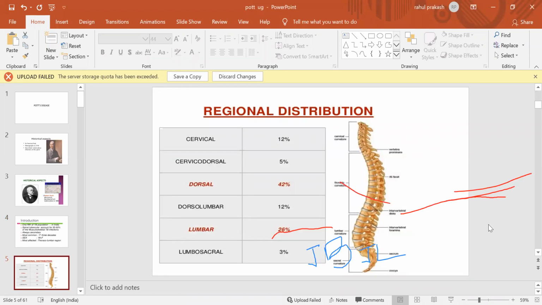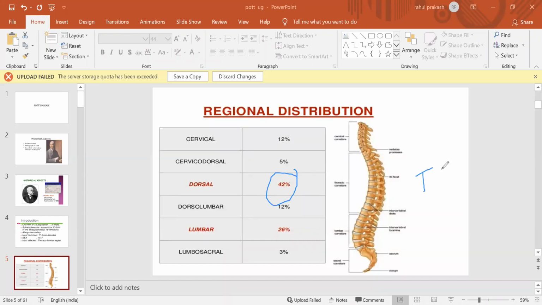Okay, regional distribution, the same thing. Who is drawing all these lines here? Don't draw, I don't know who is drawing. Maybe I am drawing. So you come to this area. The dorsal area is the most common area. So remember, TB is at the thoracolumbar junction, mostly the dorsal area. Dorsal is another name for thoracic. Some people say thoracic, some say dorsal. So the most common area of TB is the dorsal area or thoracolumbar junction.